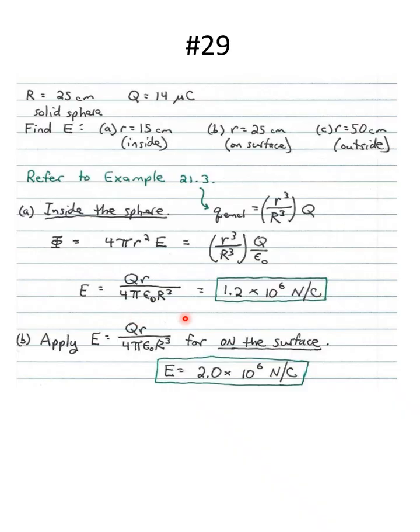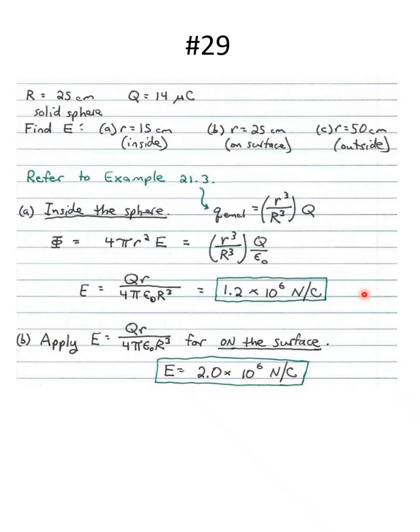When we plug in all the values, make sure that you use MKS units. So turn those microcoulombs into 14 times 10 to the negative 6 coulombs. Turn those centimeters into meters. And you get 1.2 times 10 to the 6 newtons per coulomb for part A.